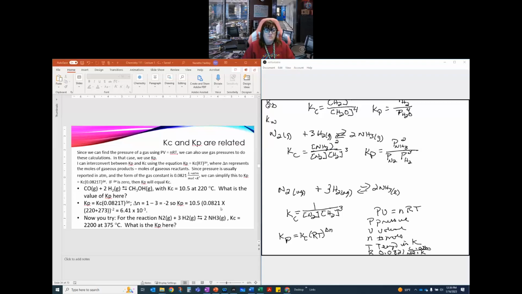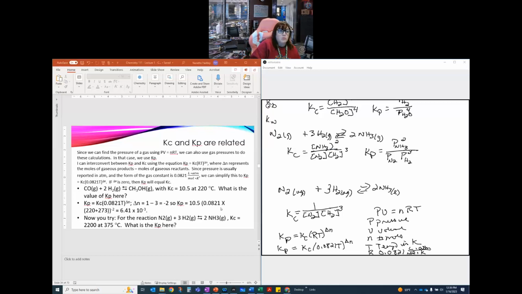And again, since we normally use that same R value, we can simplify this to write Kp is equal to Kc times 0.0821 times the temperature times delta N. Okay, same thing that we were dealing with before.